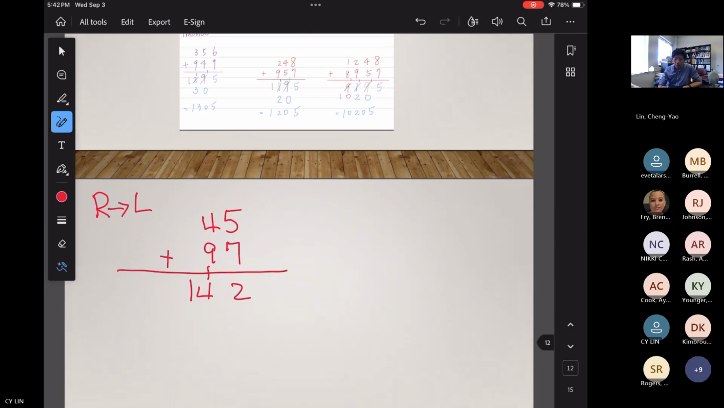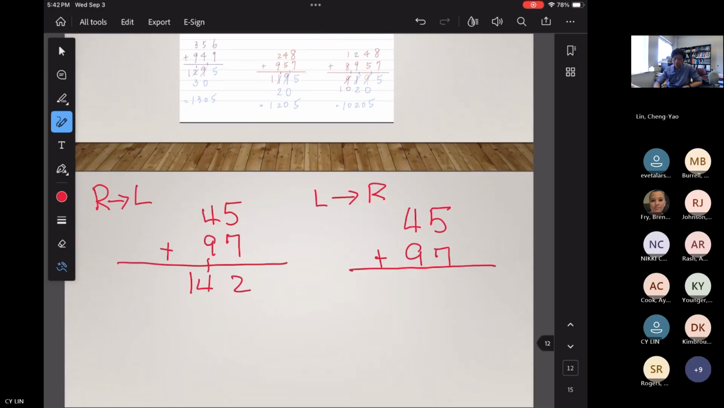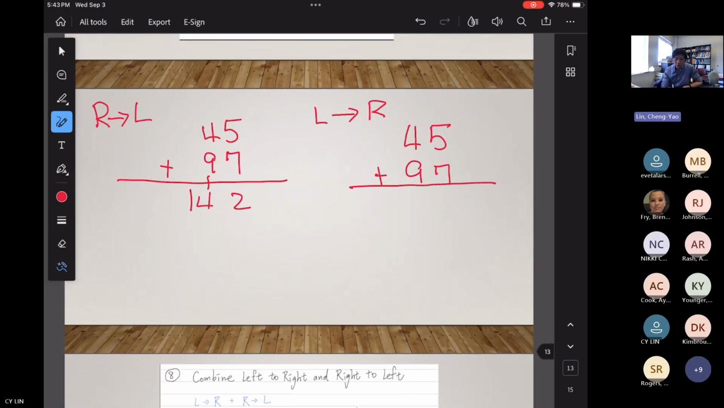Okay. How about, can we do left to right? Now left to right is like this. See, we can do the addition from here to there. We also can do the addition from there to there. Sometimes you can see on TV shows, people doing the calculation very quickly for the addition. Actually, they are not using the traditional way. They are using this way. Let me show you how. This is also good for quicker learners. Quicker learners can do this.